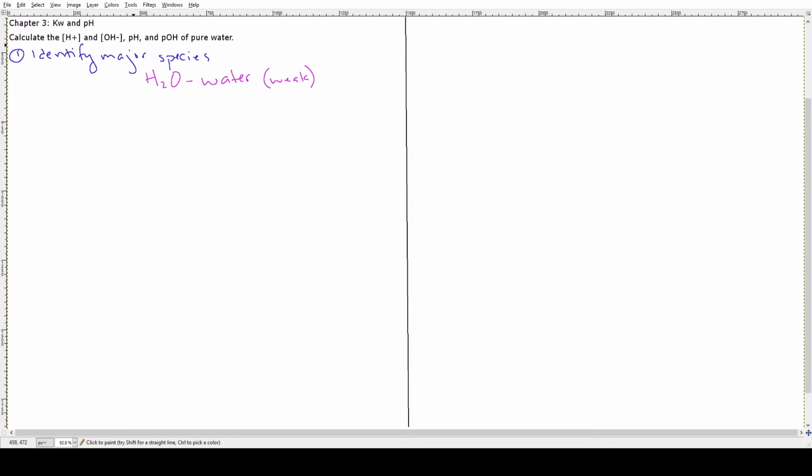Now, we're going to write down our reaction. These first two steps are basically the same for any problem you're going to do in this chapter. So you'll identify your major species and you'll write out your reaction. So H2O, which is a liquid, is going to react double arrow. Think to yourself why this might be a double arrow.